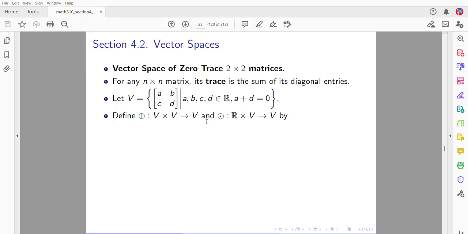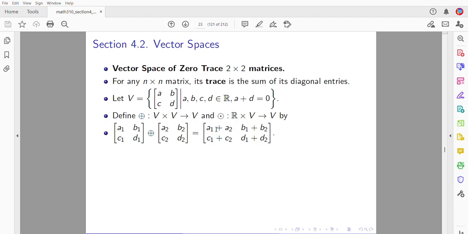O dot from R cross V to V. I hope by now you understand what this means. O plus takes two vectors and gives you one vector. O dot, that is scalar multiplication, takes one scalar and one vector to give you a vector. How do we define it? Standard definition. Take A1, B1, C1, D1, O plus A2, B2, C2, D2, and it is component wise. A1 plus A2, B1 plus B2, C1 plus C2, D1 plus D2.